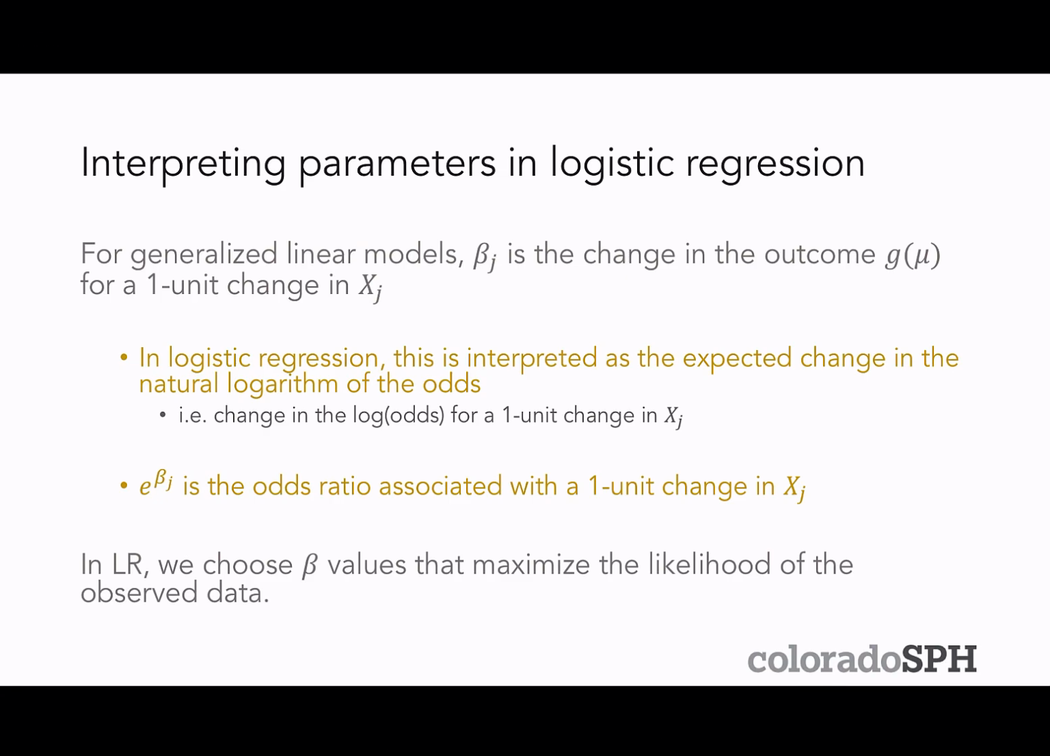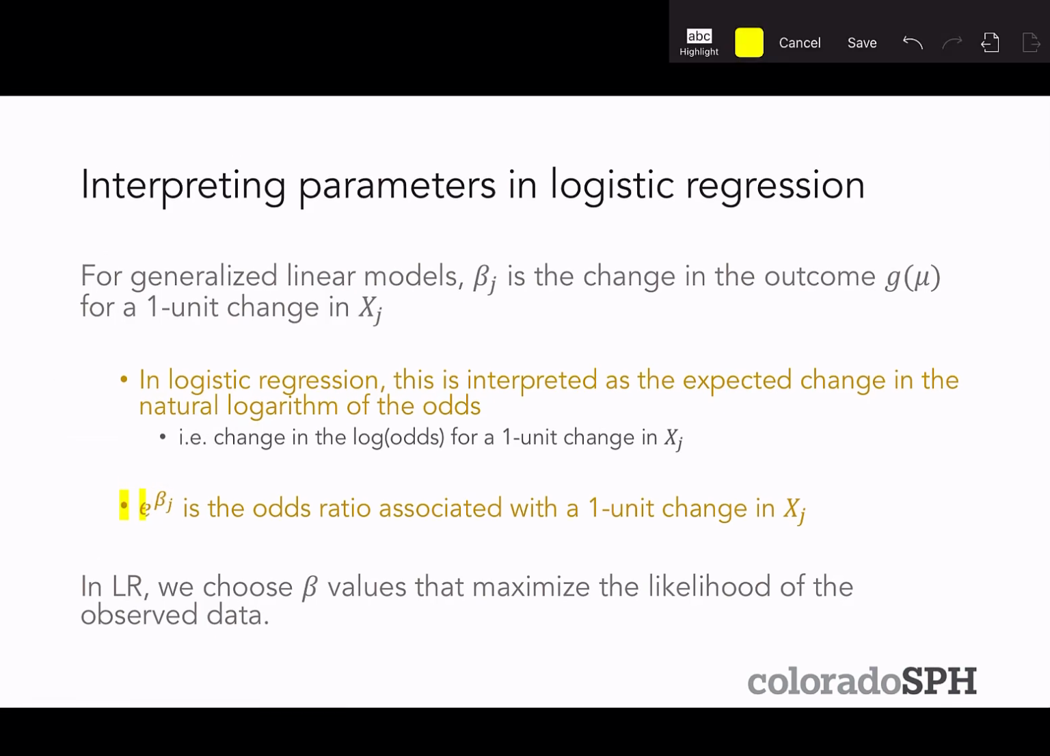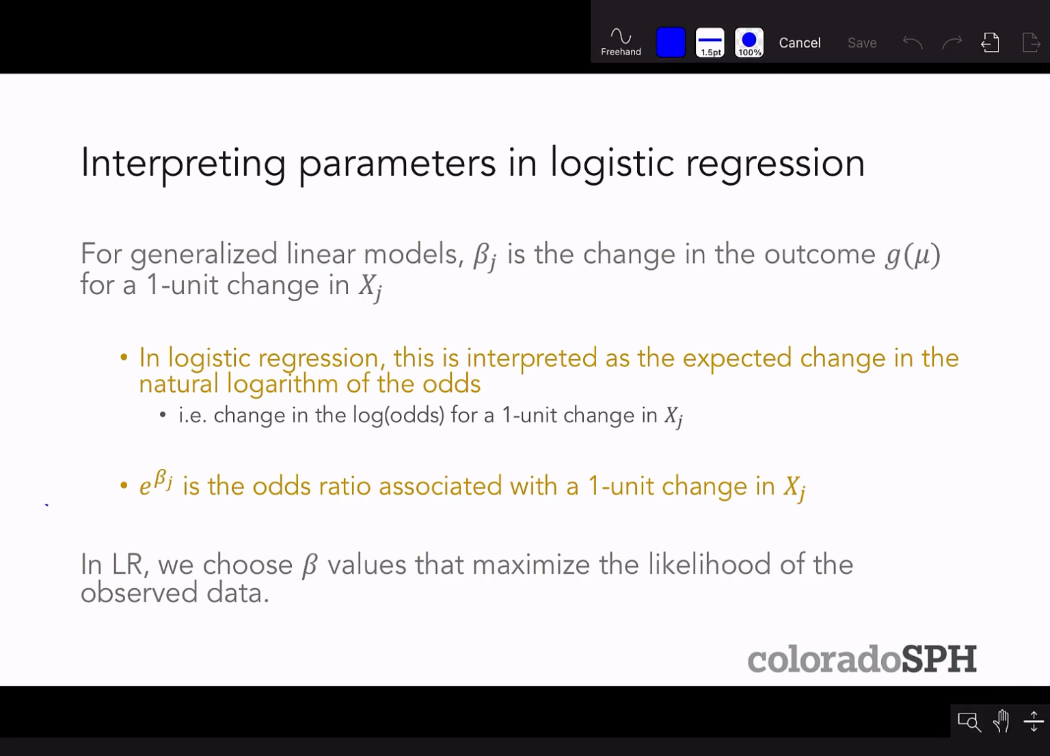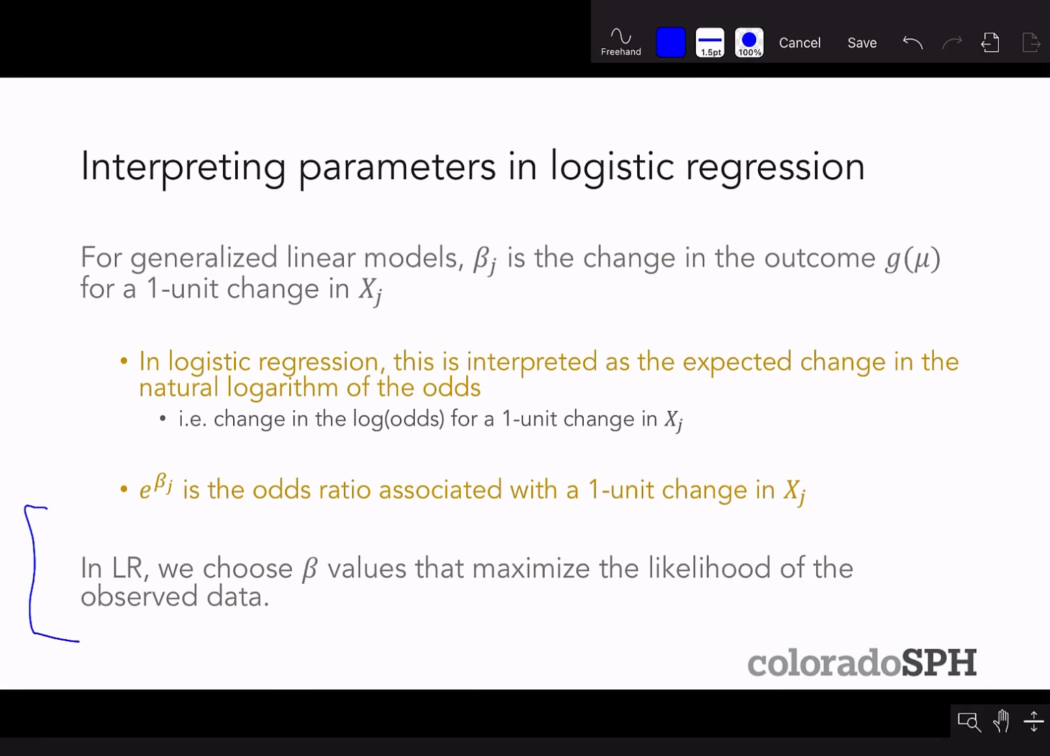In general, for logistic regression, and more generally for generalized linear models, beta is the change in the outcome, g of the expectation of yi, for a 1-unit change in x. In logistic regression, this is interpreted as the expected change in the natural logarithm of the odds. And you can exponentiate your beta to get the odds ratio. Next lecture, we're going to talk about how you actually estimate your beta values, which you estimate using the maximum likelihood estimator given your observed data.